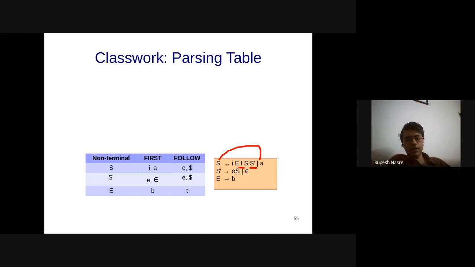So let's fill up the parsing table. I request everybody to now make use of this first and follow to fill up the table. The rows are going to be S prime and capital S, right? And the columns are going to contain all these terminals I, T, A, E, B, etc. and dollar. So let's fill that up and let's check if Naman and Sarthak and Nishchit are correct.